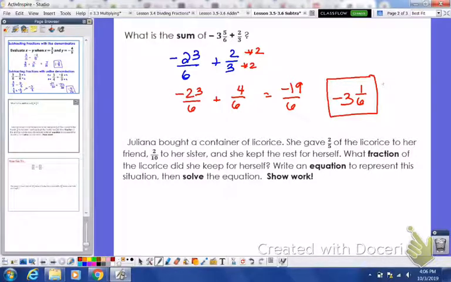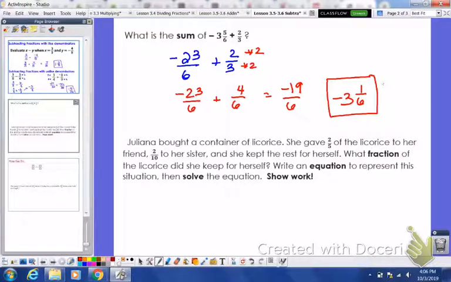Right, word problem to do together. Juliana bought a container of licorice. She gave 2/5 of the licorice to her friend, 2/10 to her sister, and she kept the rest for herself. What fraction of the licorice did she keep for herself? Write an equation to represent this situation, then solve the equation. Show all work. So this sounds like something that could turn into a lovely test question.